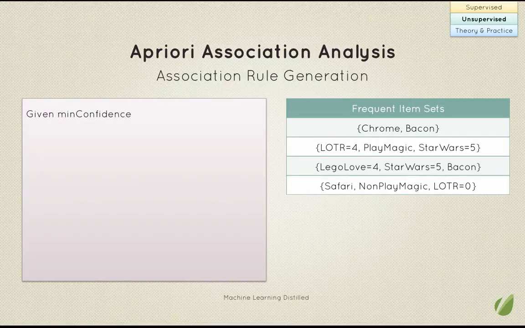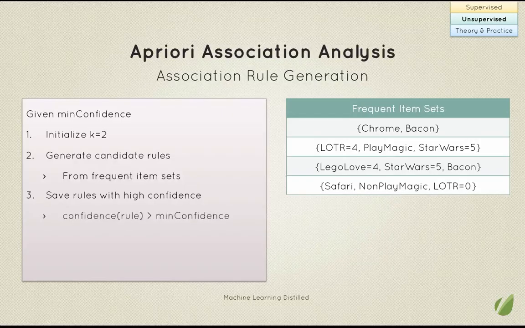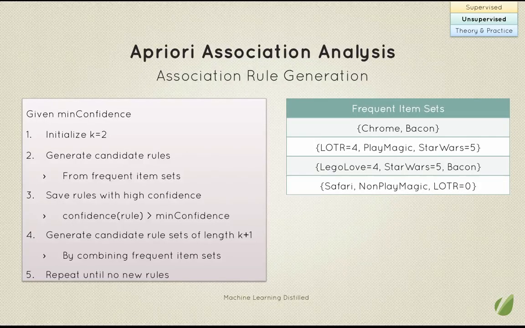To find the association rules, we'll start with some minimum confidence. This is the minimum confidence that we require in order for a rule to be saved. We will initialize k to 2 and generate the candidate rules from the frequent item sets. And these will be the simplest rules where we have one antecedent and one consequent. We will then save any rules that have a high confidence. And recall that means that our confidence for a particular rule is greater than the minimum confidence that we set. We'll then generate more candidate rule sets based on the rule sets that we found that are a minimum confidence. We will then repeat this process until there are no new rules that can be created.